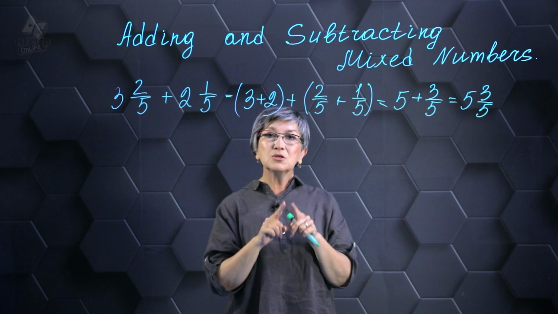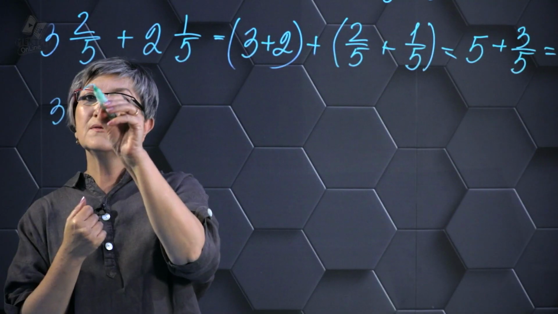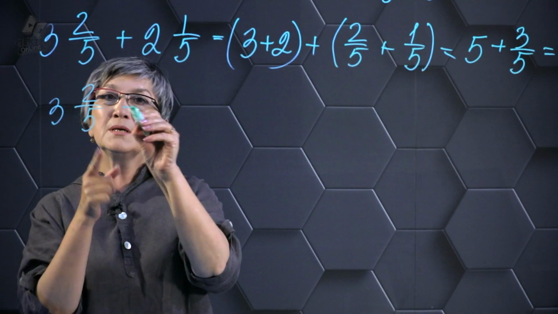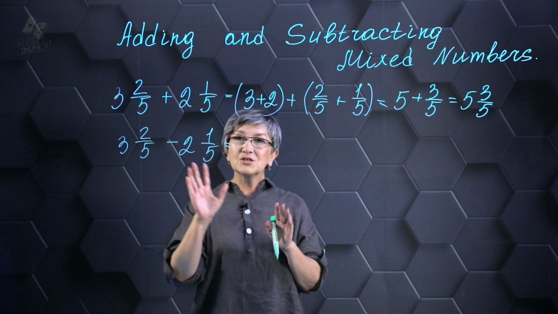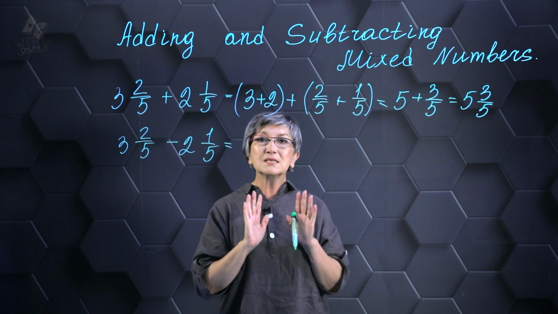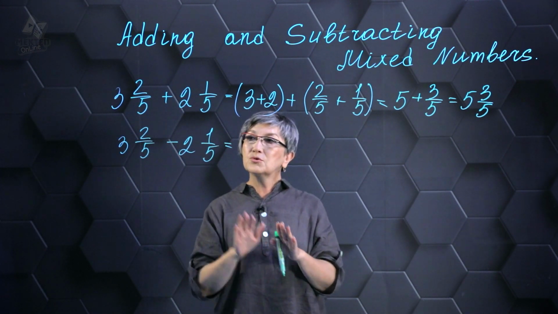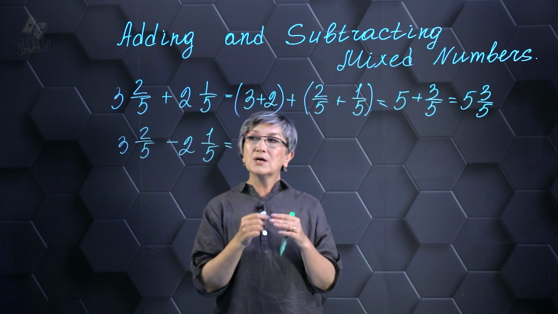Let's look at the same example, but with the minus sign. So 3 2/5 minus 2 1/5. Once again, we are paying attention to the denominator. We have the same denominator, so I work with whole numbers separately, and I work with the fractional part separately.